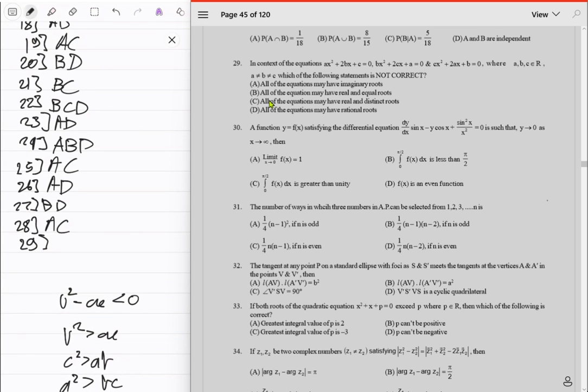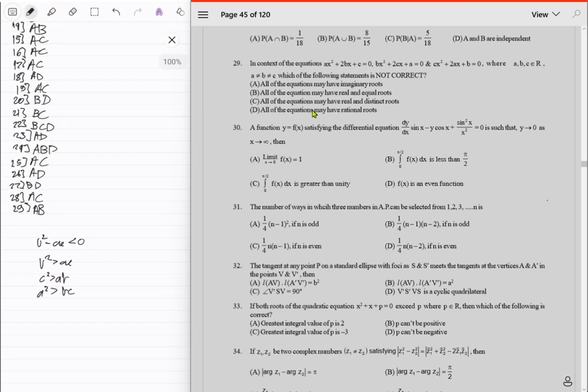I think which of the following is not correct. Okay, then A is not correct and B is not correct. और क्या है? All the equations may have rational roots. I don't know for this. हो सकता है correct हो, बस क्या पता. 13.